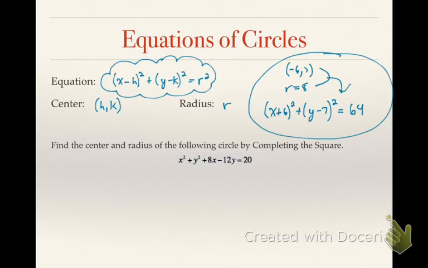From the equation you can go to center and radius as well. Because from the equation you can say, well, it's going to be (negative 6, 7). Radius is going to be the square root of 64, which is 8.